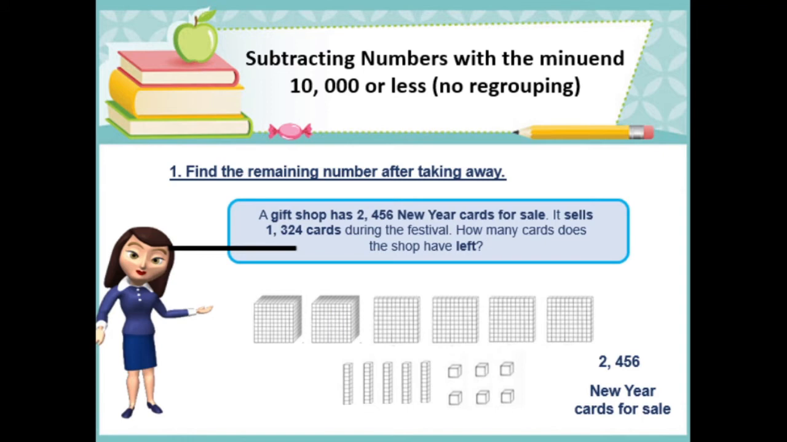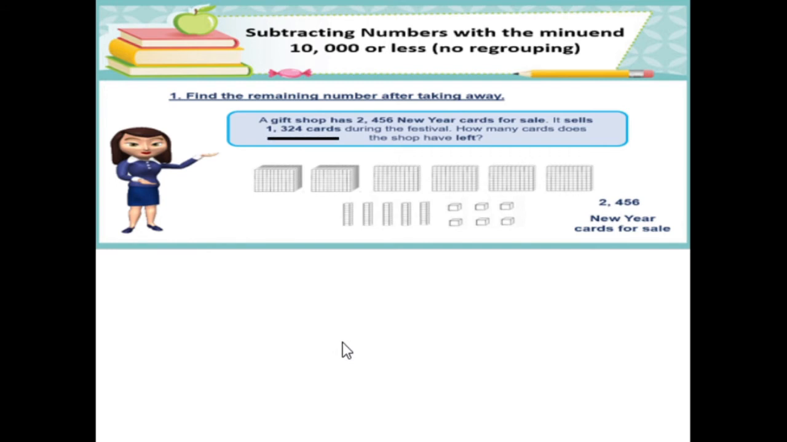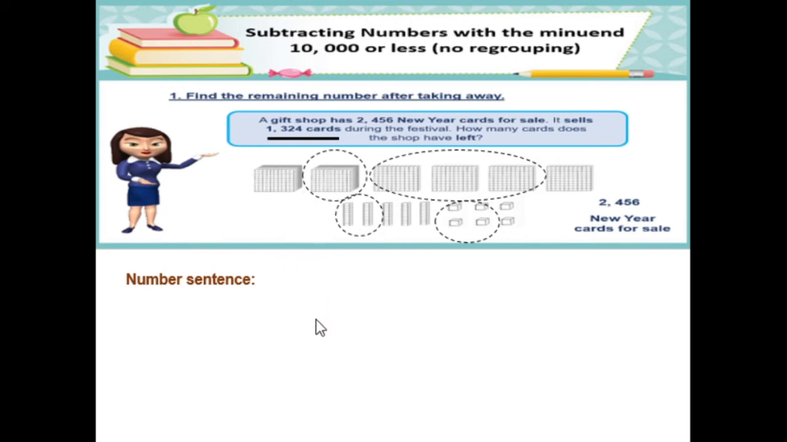Okay. Let's take away. The number sentence would be, let's take away 1,300. It's 100, 200, 300, 20, and 4. You can just stop there if we use figures and you count the remaining ones. So this is 1,000 plus 100 plus 30 plus 2.